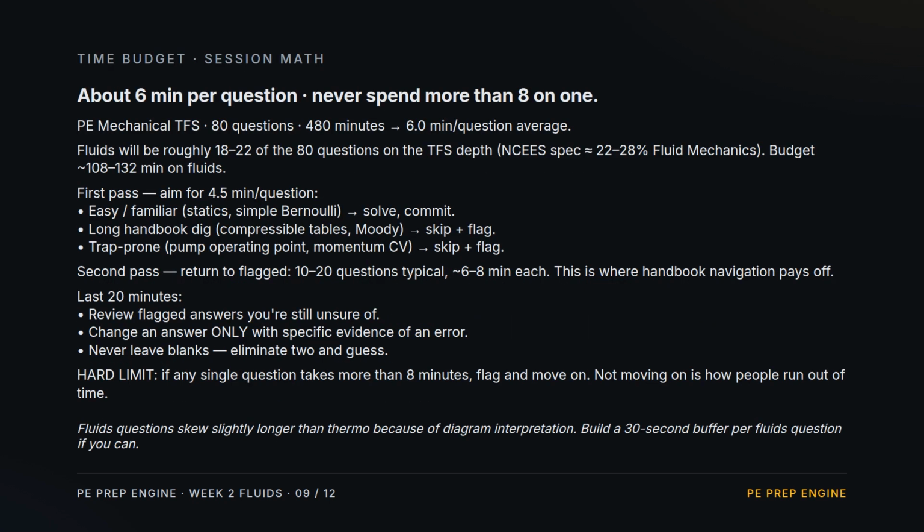Time budget. 80 questions over 480 minutes, 6 minutes each. Fluids is roughly a quarter of the exam, so plan about 2 hours. First pass at 4.5 minutes. Solve the easy ones, skip and flag the long dig and trap-prone ones. Second pass, return to flagged at 6 to 8 minutes. Last 20 minutes, review flagged, but change one only with specific evidence of an error. Never leave blanks. Eliminate 2 and guess. Hard limit, over 8 minutes on one question, flag and move on.